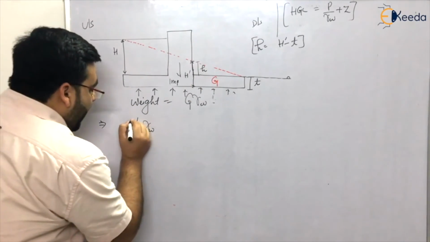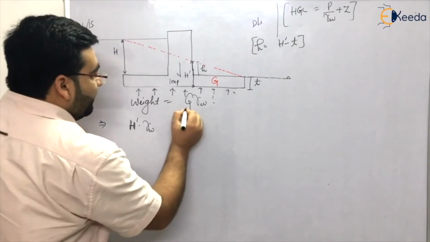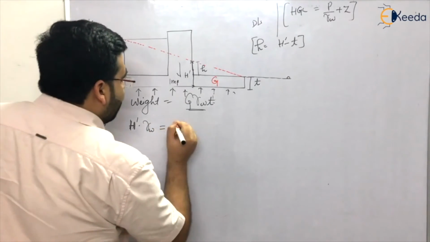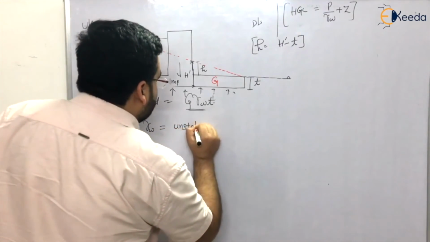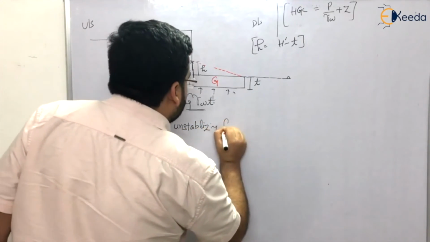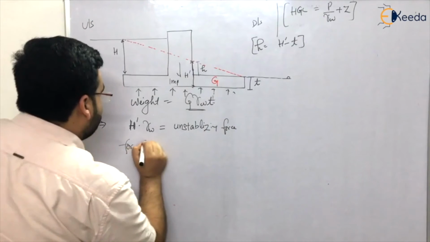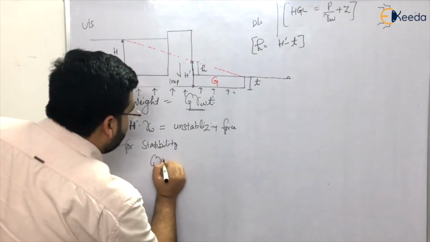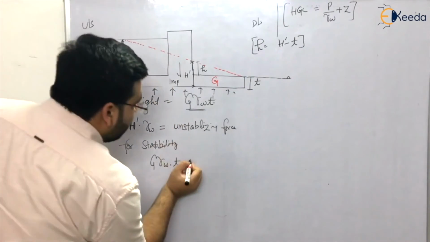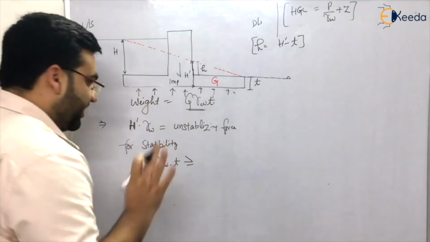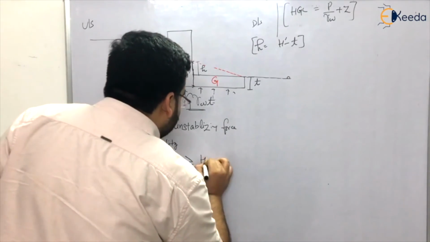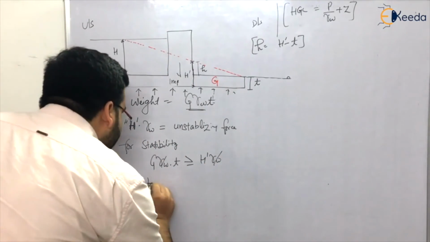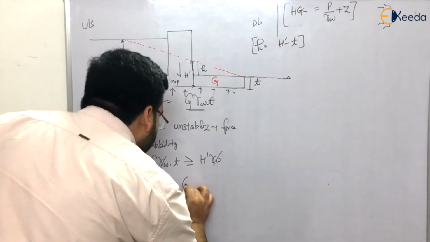Now, to avoid failure, this G into gamma W into T should be greater than h dash into gamma W. This is the unstabilizing force, and that is the stabilizing force. Now for stability, this G into gamma W into T, that is the weight of the structure, should be greater than or equal to, meaning the critical case, h dash into gamma W. So gamma W got cancelled out. So this is the formula: h dash should be less than or equal to G into T.